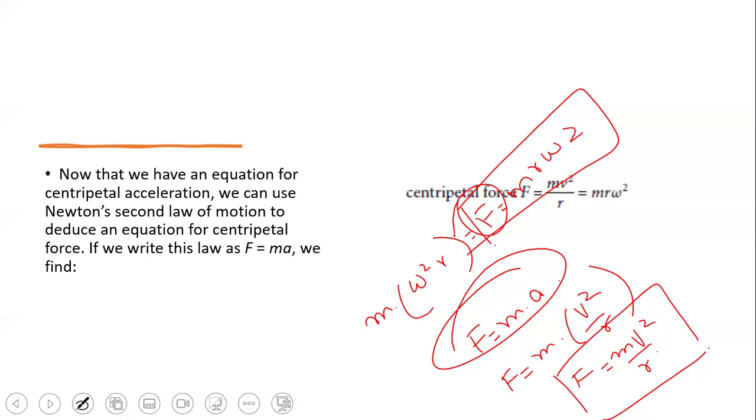So centripetal force always acts towards the center. Centripetal force is the resultant force that produces centripetal acceleration. And yes, Ashwish? You also said that the weight is equal to the centripetal force, right?